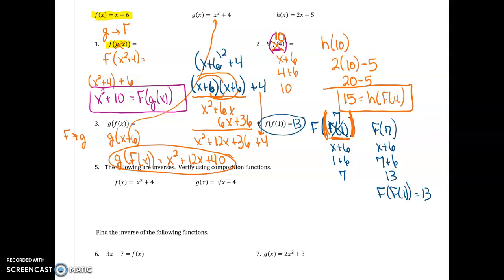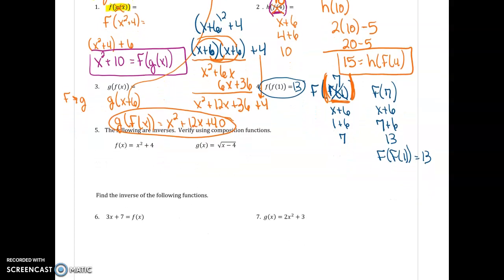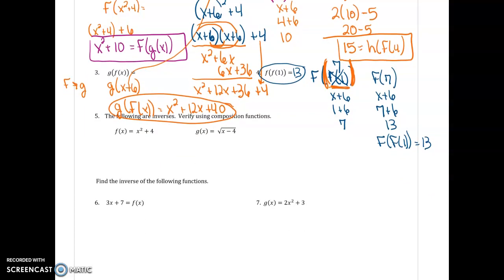All right, number 5, the following are inverses, and we're going to verify that they're inverses by using composition functions. So what you should have learned is that if you take the composition of these, so there's one situation and here's the other situation, that when you're done, after you simplify them all out, so try to get rid of all parentheses and stuff, you get x as a solution for both of them. So that's what we're going to do.